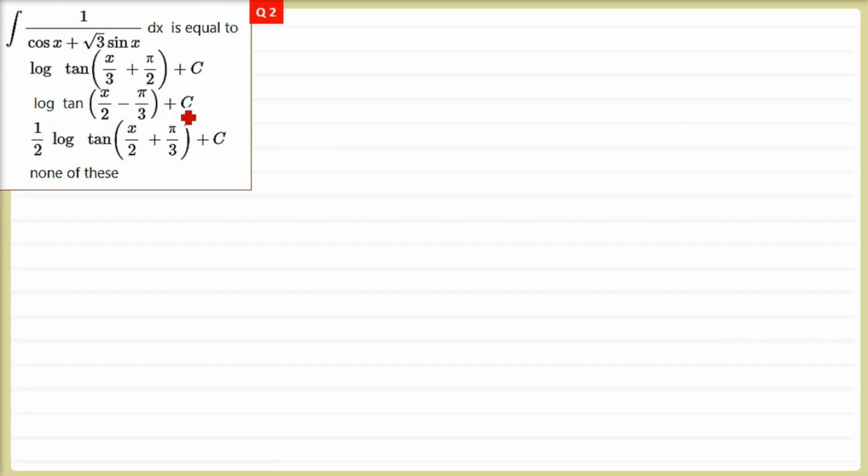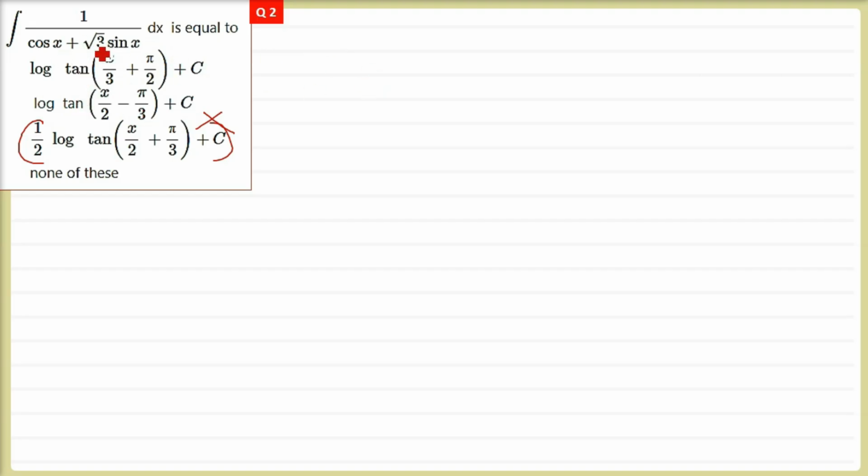Now this question is a complicated question. Why complicated? Because in R.D. Sharma, the option is C. That means the third one is the correct. But what I am suggesting is it's not. I will solve it and prove it that none of these is the correct answer.